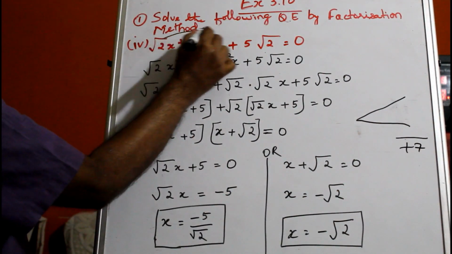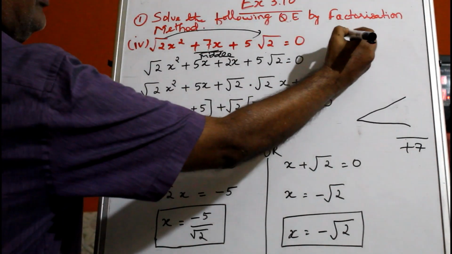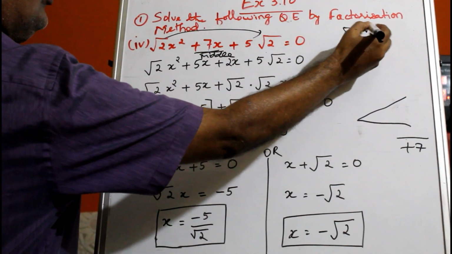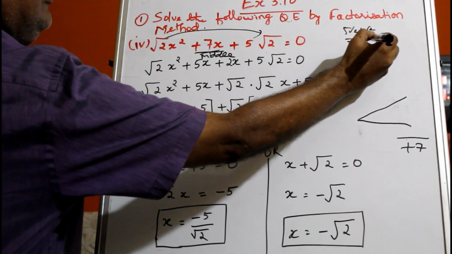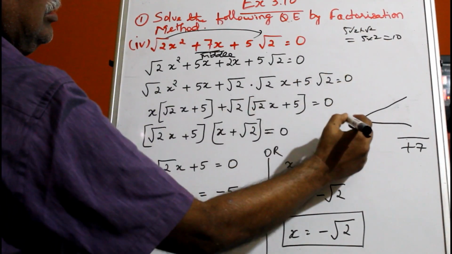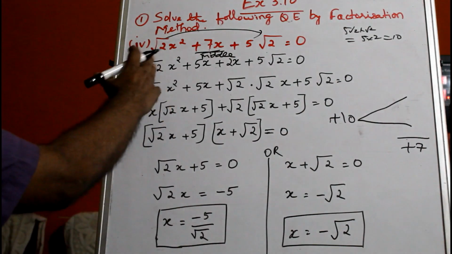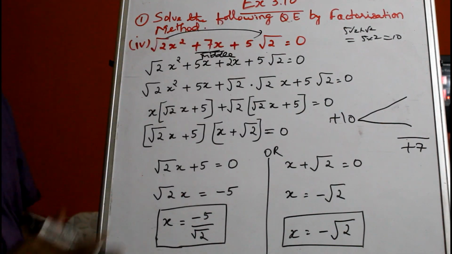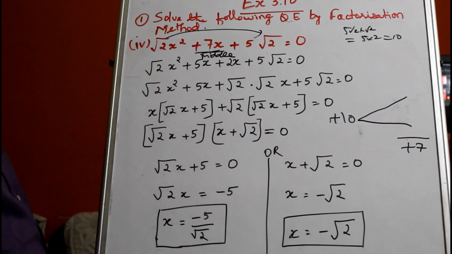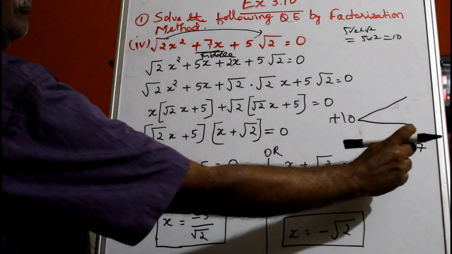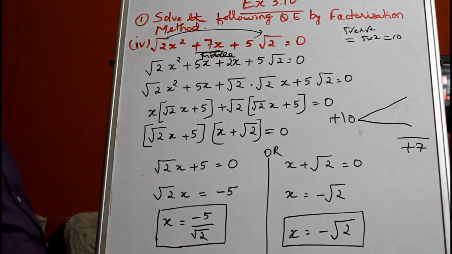Now multiply these two. Look here, 5 root 2 into root 2, you get 5 into 2 equal to 10. 5 2s are 10, plus 10. So this sum is quite easier because everything is plus, so minus won't come in the middle. So again I write the middle term. That's why it's called splitting the middle term.